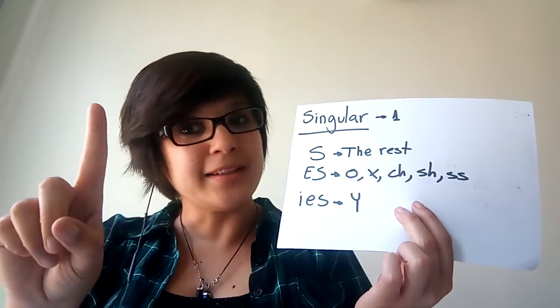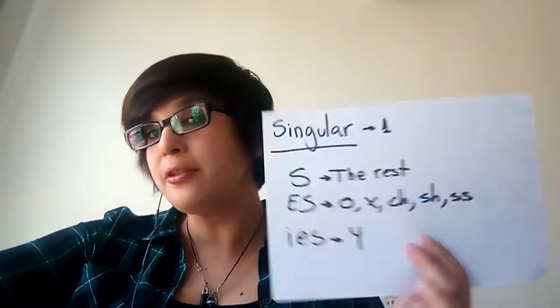Okay? But if the verb ends in Y, but before the Y there is a vowel, you just put the S. For example, the teacher says, Marcelo says, Fabio says, and so on.